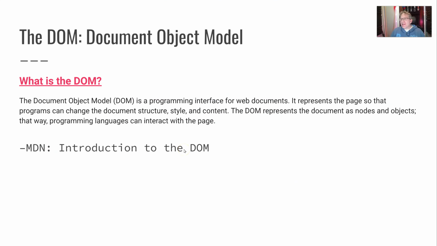So, the Document Object Model, or DOM, is a programming interface for web documents. It represents the page so that programs can change the document structure, style, and content. The DOM represents the document as nodes and objects. That way, programming languages can interact with the page. That is from the MDN article on the DOM, and it's a great introduction, a great source of knowledge on the topic.